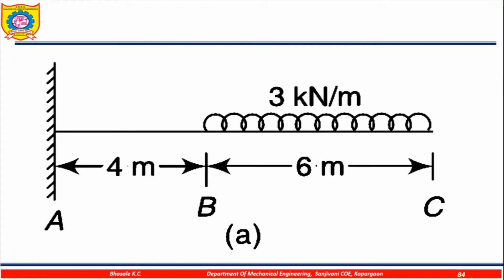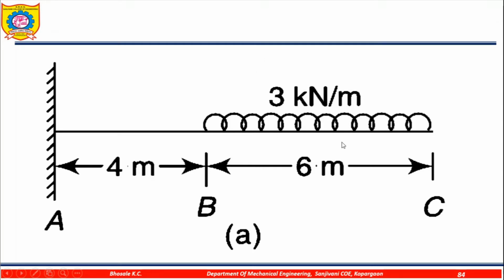So this is the problem. This is a cantilever beam. One end is fixed and on the free end there is a UDL. The UDL is from the free end to 6 meters from the free end. The intensity of the UDL is 3 kilonewton per meter.